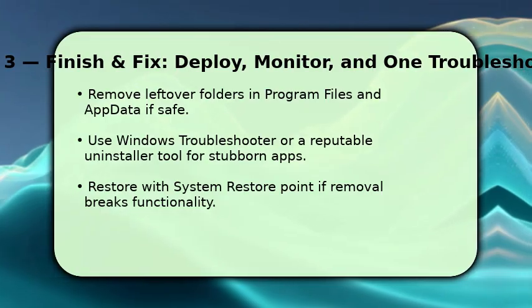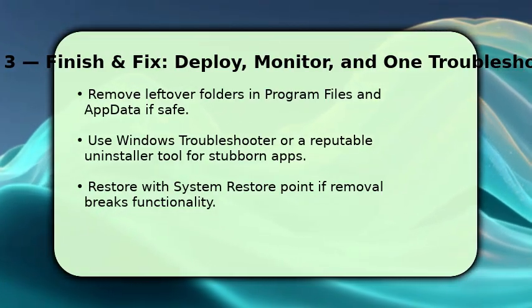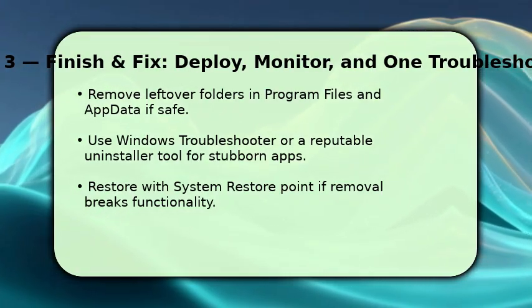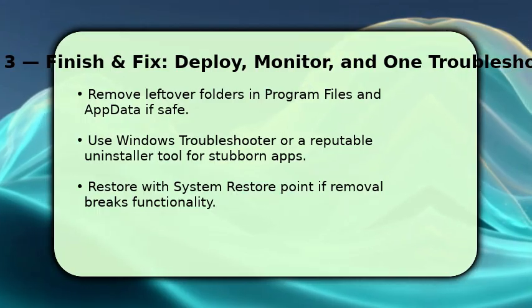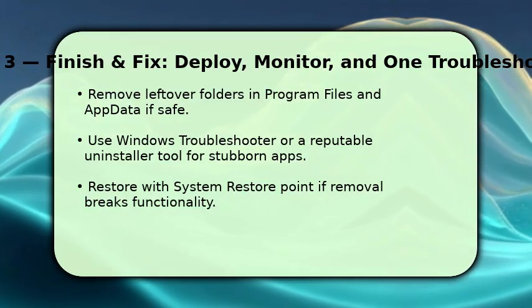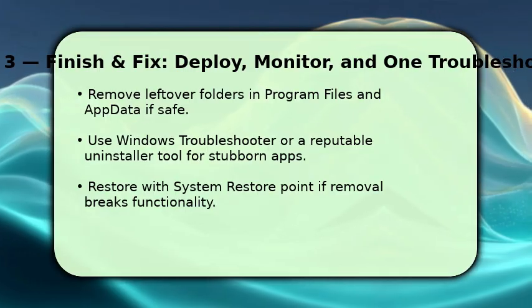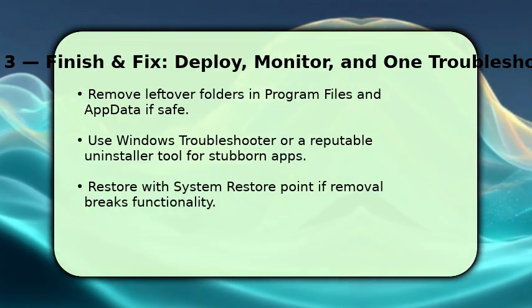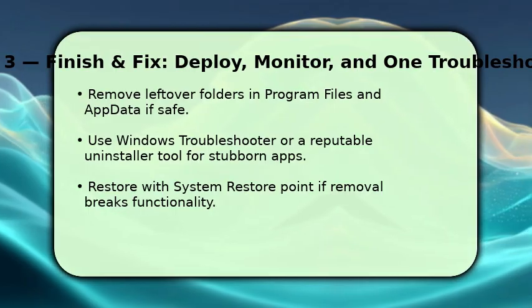If an app refuses to uninstall or crashes, use the Windows Troubleshooter or a trusted third-party uninstaller to fix registry traces. As a final safeguard, create a system restore point before risky removals so you can roll back if something breaks.